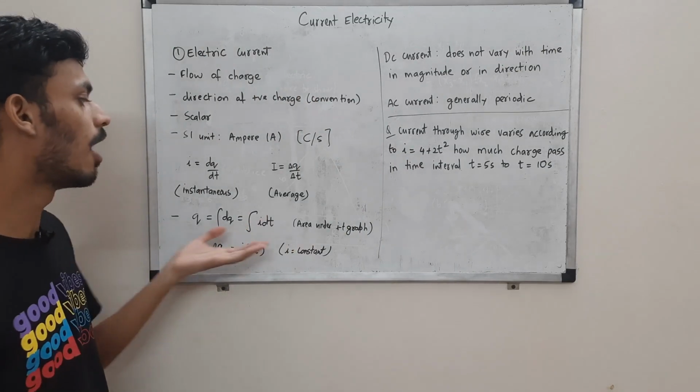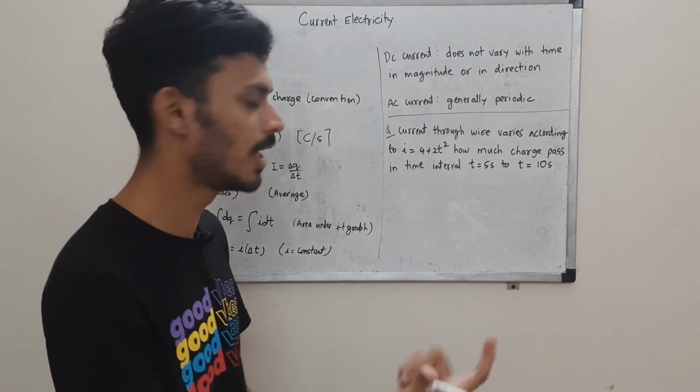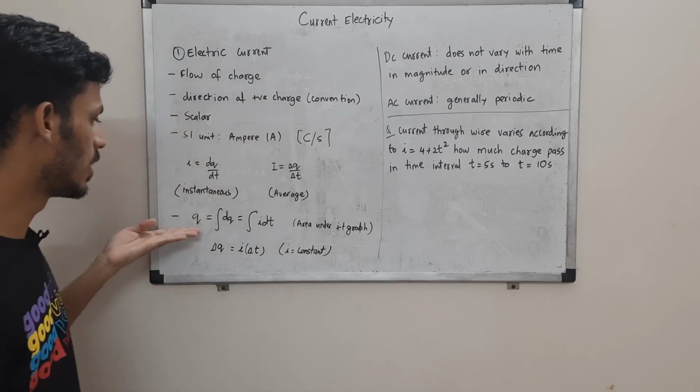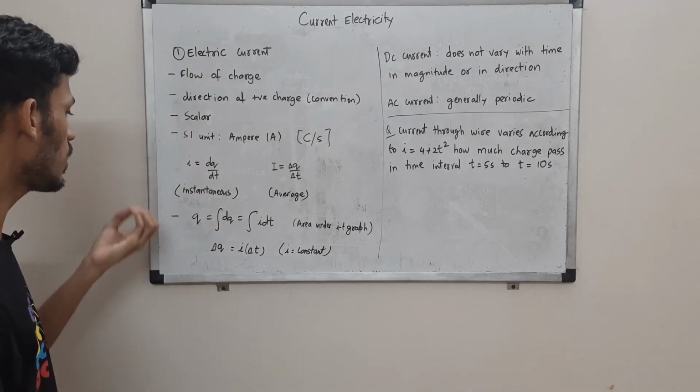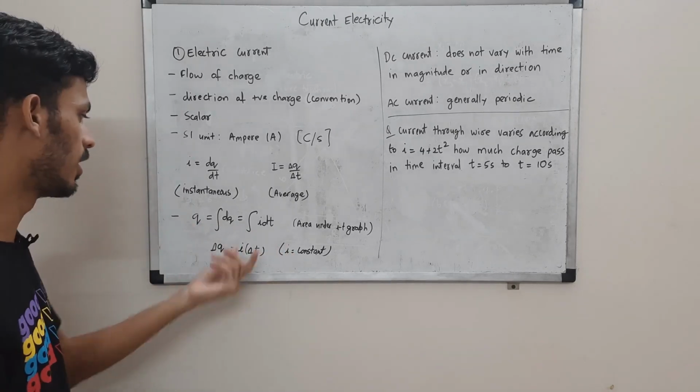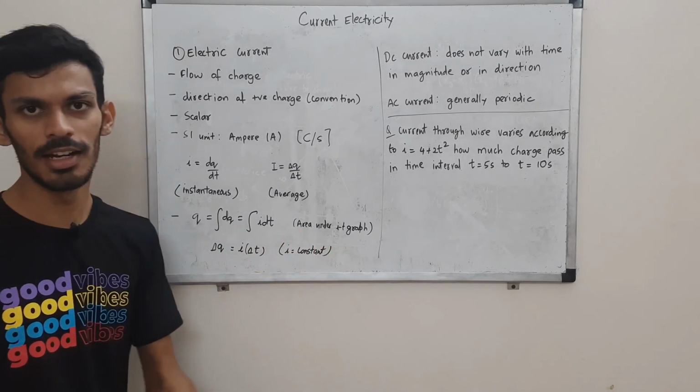You can also find the amount of charge when some current is flowing. Using this definition, you can see current is the differential of charge. So charge is the integral of I dt, which means area under the I-t graph.